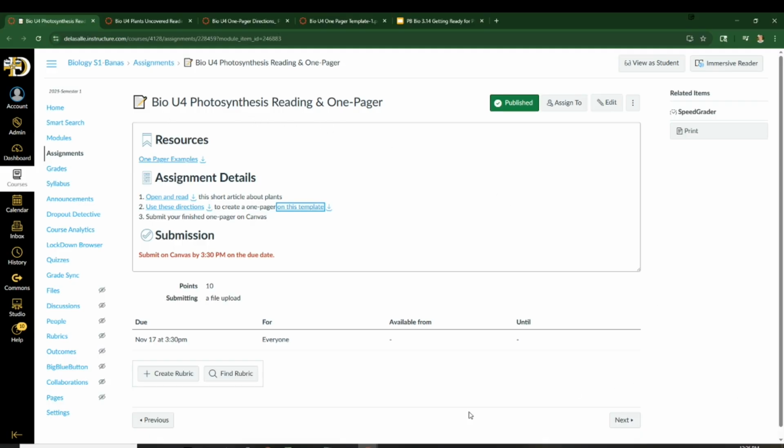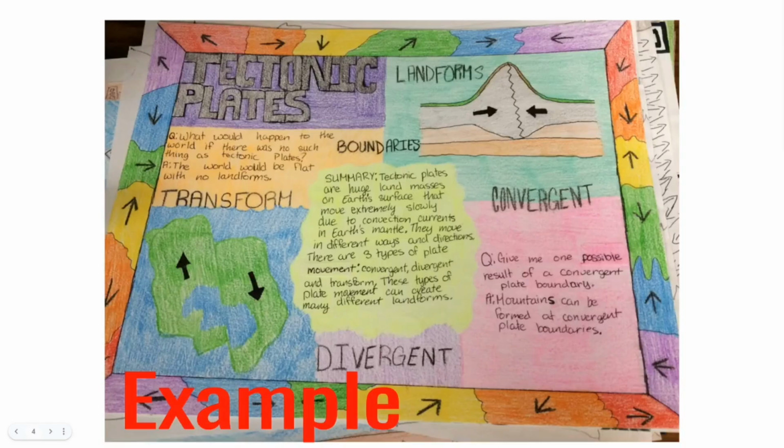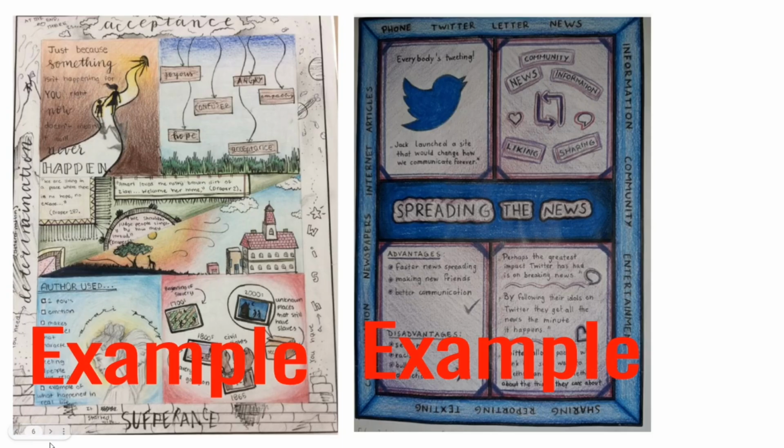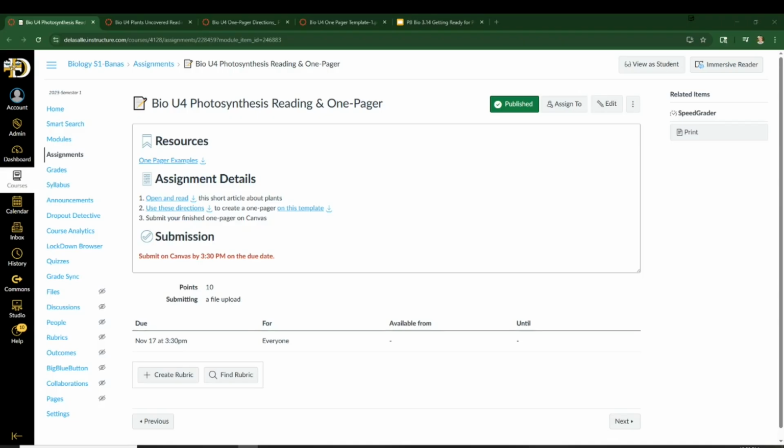If you need examples of what a one-pager will look like, here are some examples that cover different topics. As you can see, there's a lot of information that's listed, some bolded words that are providing us with vocabulary terms, and then there's some diagrams or pictures showing us things that are related to the topic as well. Some more examples here. And then finally, 2 more examples here for what a one-pager looks like. If you'd like to take a look at those one-pager examples, those can be found here in the assignment details as well.